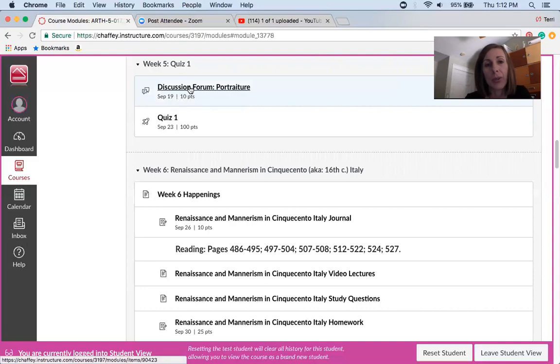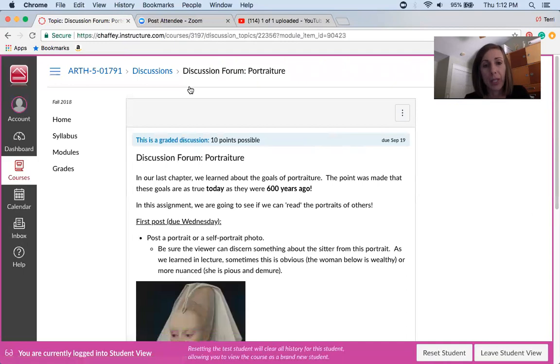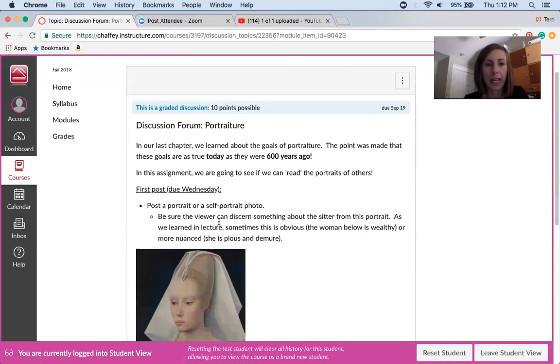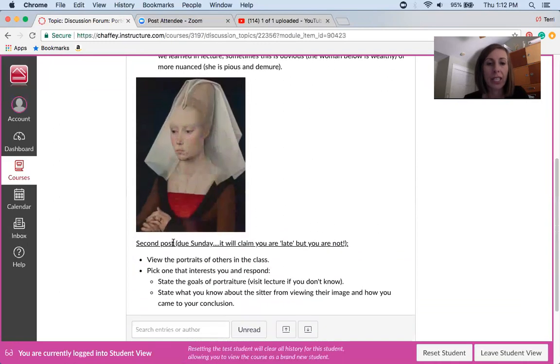This is due sort of on Wednesday and sort of on Sunday. Your initial post is due on Wednesday. And so it reminds you of that first post due Wednesday. And then your second post is due Sunday. It will claim that you are late, but you are not, because I had to put in a due date. I wanted you to see the date for Wednesday. So it's a trigger that you have something due, but I will not deduct points for your response, which you do by Sunday.